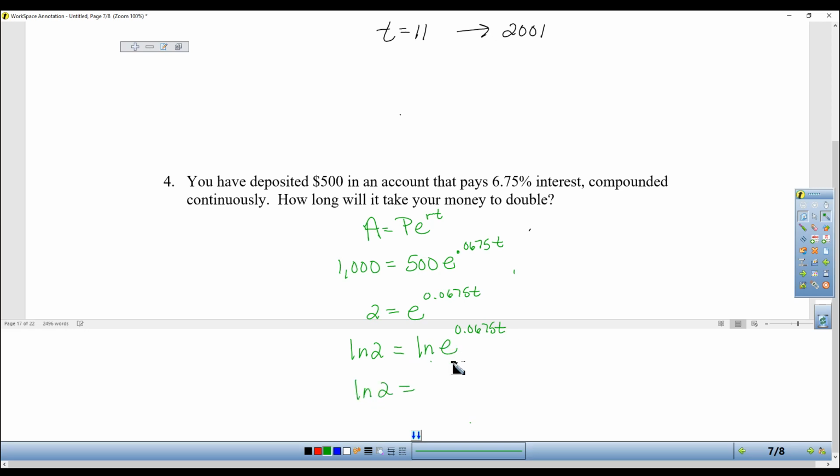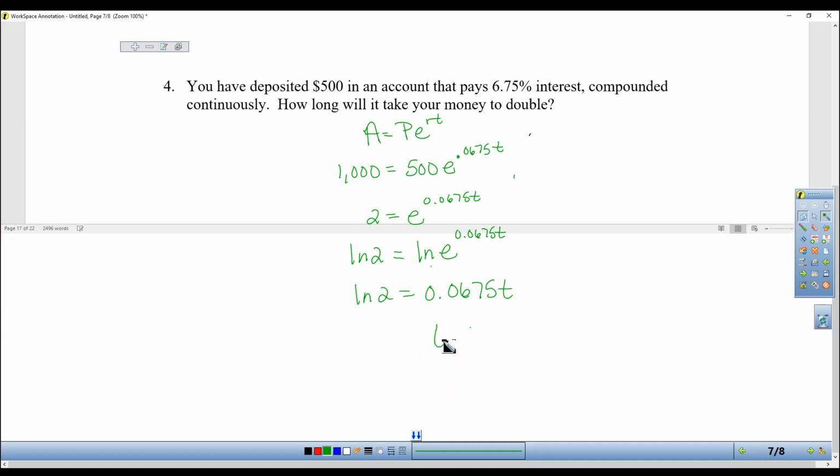The natural log and e undo each other, and I get natural log of 2 equals 0.0675t. I divide both sides by 0.0675. Natural log of 2 divided by 0.0675. And I get t is equal to 10.269. That's how many years it'll take.